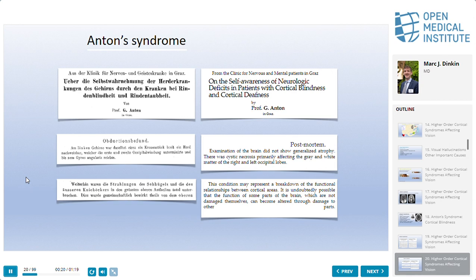Okay, and what did they find? Examination of the brain showed only necrosis in the occipital cortices. And Anton was very smart. He says the condition may represent a breakdown of the functional relationships between cortical areas, like an association problem. In the absence of occipital signal, another part of the brain, which is aware of whether you have vision or not, in the absence of input, may be too confused to even know whether you have vision or not.